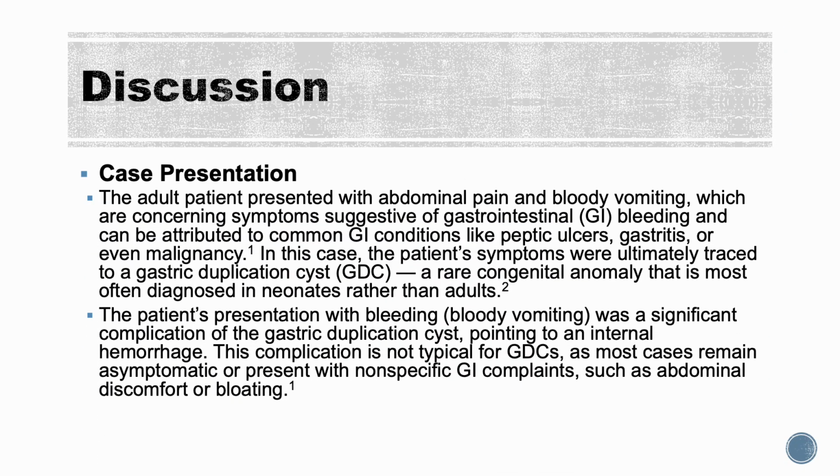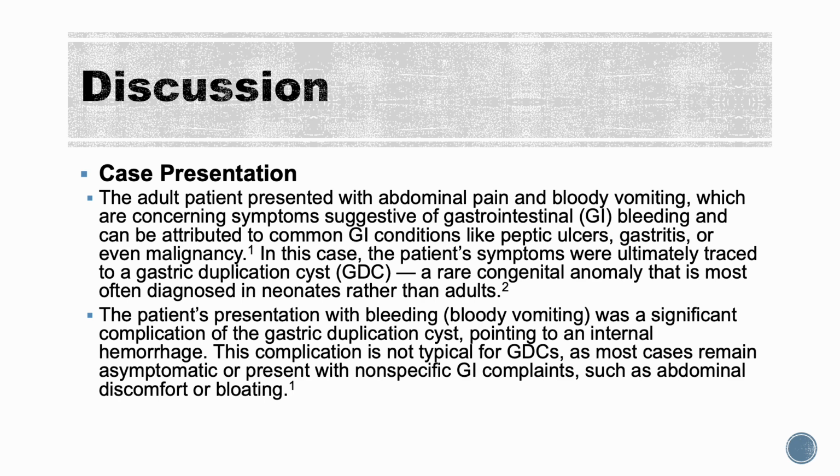Case presentation. The patient, an adult, presented with abdominal pain and bloody vomiting, which are concerning symptoms suggestive of gastrointestinal bleeding. These symptoms are nonspecific, and in many cases they can be attributed to common GI conditions like peptic ulcers, gastritis, or even malignancy. However, in this case, the patient's symptoms were ultimately traced to a gastric duplication cyst, a rare congenital anomaly that is most often diagnosed in neonates rather than adults.